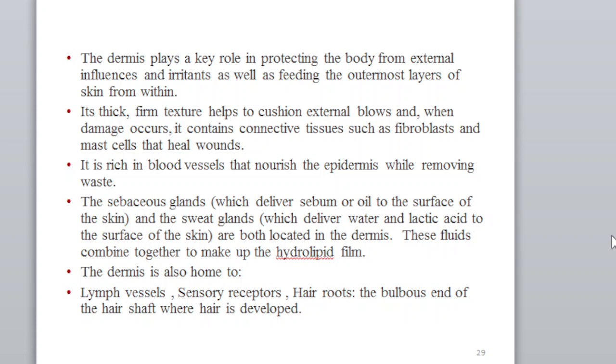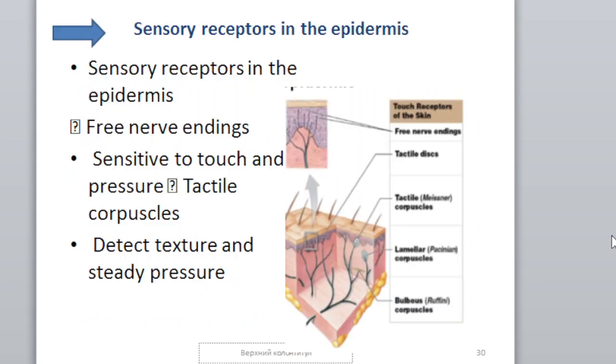Next slide. Sensory receptors in the epidermis: free nerve endings, sensitive to touch and pressure; tactile corpuscles, which detect texture and steady pressure.